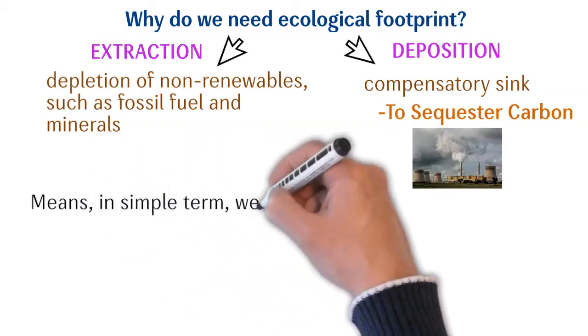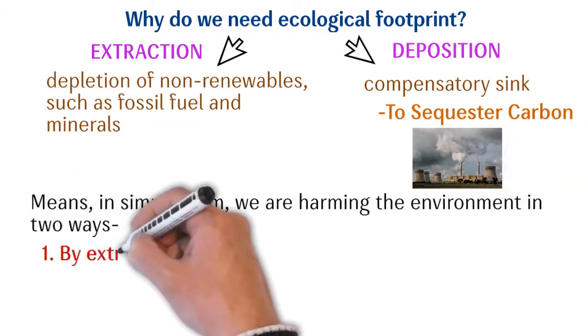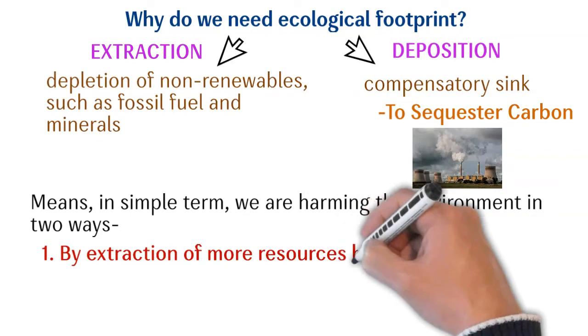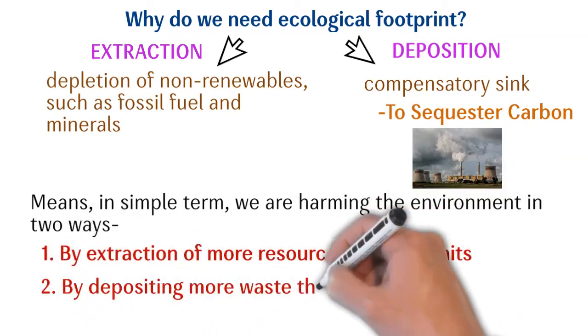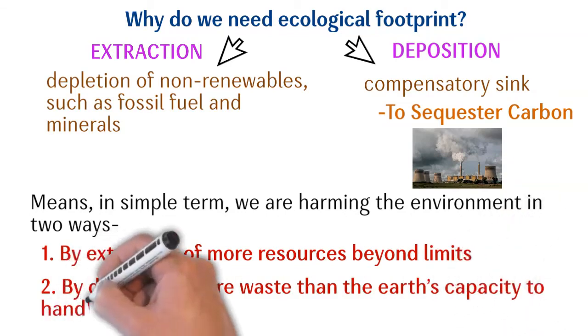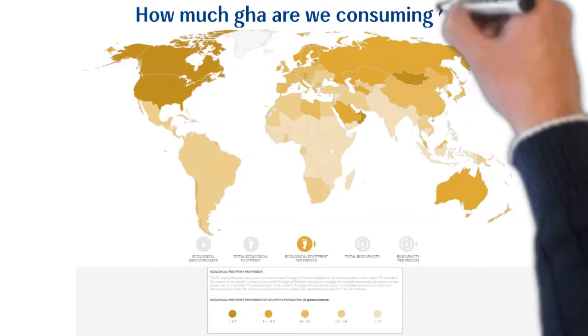Meaning, in simple terms, we are harming the environment in 2 ways. First, by extraction of more resources beyond limits, and second, by depositing more waste than the Earth's capacity to handle it. How many global hectares are we consuming?